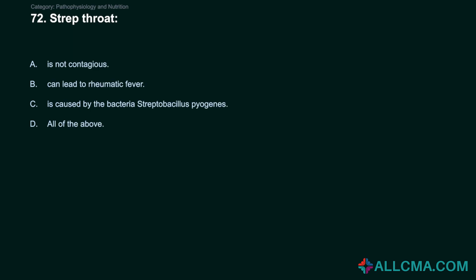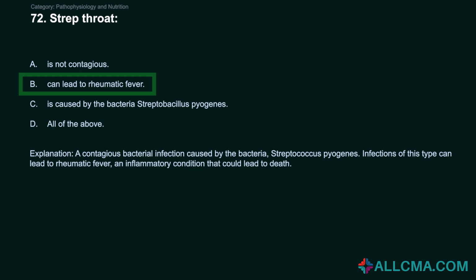72. Strep throat. A. Is not contagious. B. Can lead to rheumatic fever. C. Is caused by the bacteria Streptobacillus pyogenes. D. All of the above. Correct answer, B. Can lead to rheumatic fever. A contagious bacterial infection caused by the bacteria Streptococcus pyogenes. Infections of this type can lead to rheumatic fever, an inflammatory condition that could lead to death.